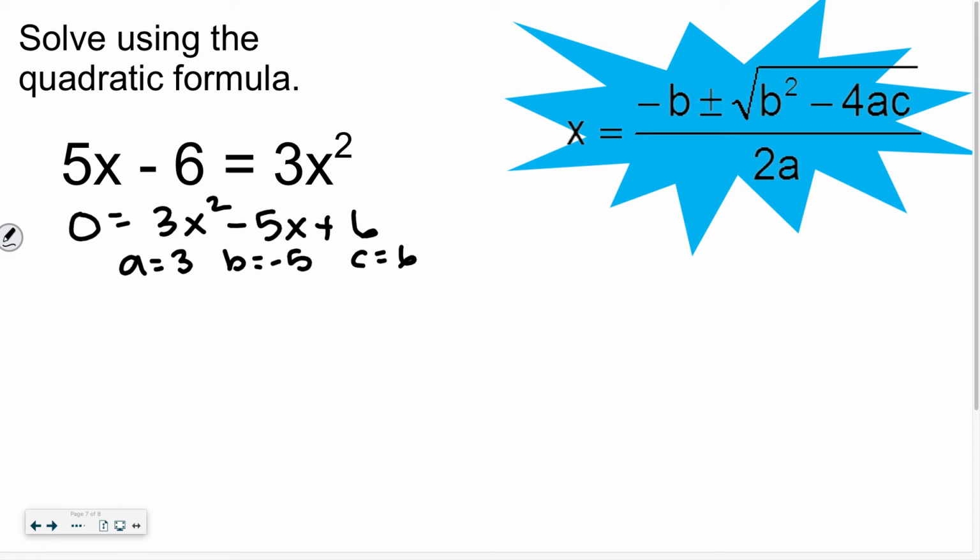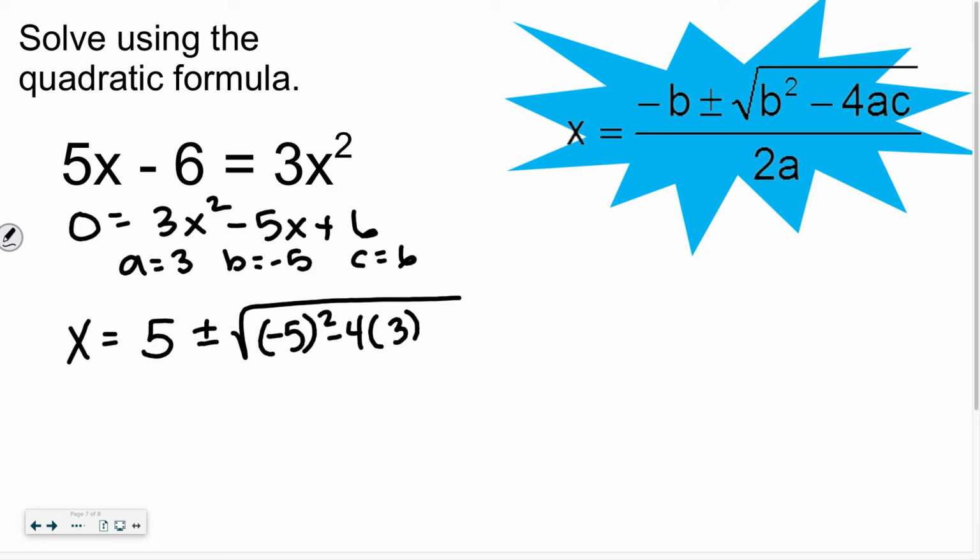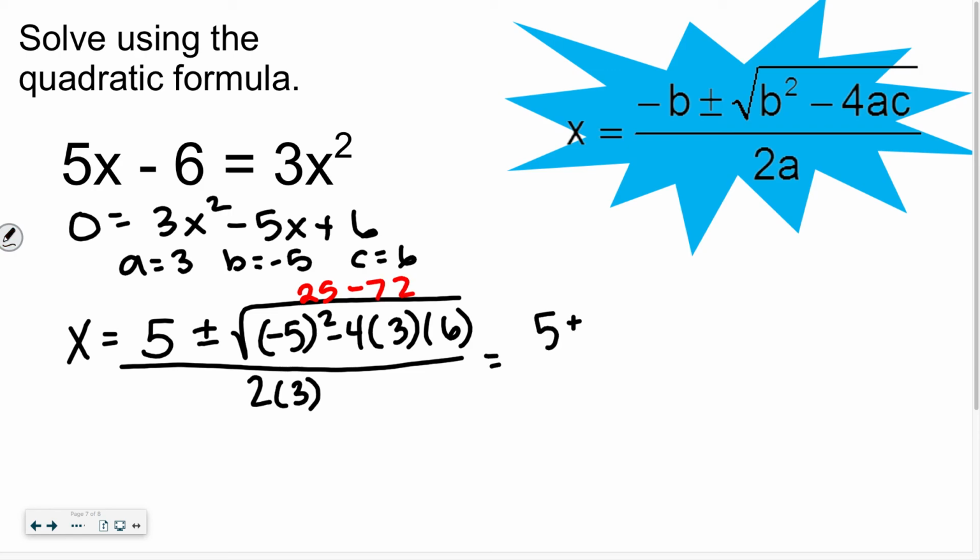Some of us don't have to do this step, and others of us will benefit from it. So if you need to list those things, do that. X equals the opposite of B, plus or minus the square root of B squared minus 4 times A times C, all over 2 times A. Do the discriminant, that's going to be 25. This is negative 4 times 3, that's negative 12. And negative 12 times 6 is minus 72. So I come up with 5 plus or minus the square root of, what would that be? Negative 47 all over 6.